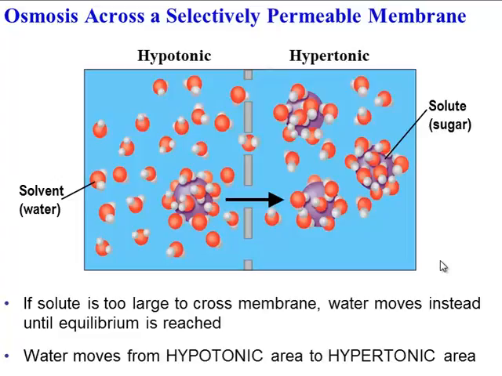And this leads us to a very important rule. In cells, water always moves from hypotonic to hypertonic because water is going to move from the area that it's highly concentrated to the area where it is less concentrated.